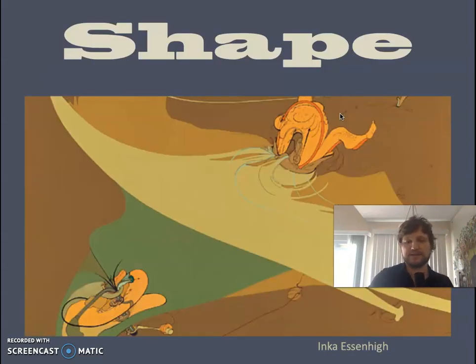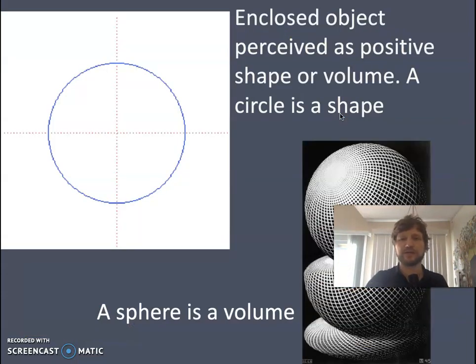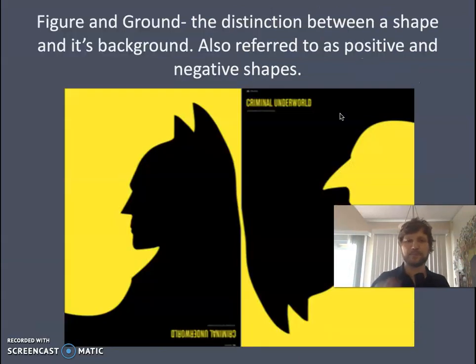Okay, so shape. This is a New York artist named Inka Essenhigh, and what she's doing is kind of interesting because she's taking these flat shapes that don't have a gradient to them, but laying them down in a certain way, and it feels like space, even though the shape is just a flat shape. Okay, so if you enclose an object, that's a shape, right? And then if you make that object seem like it has dimension to it, that's a volume, right? So a circle is a shape, a sphere is a volume.